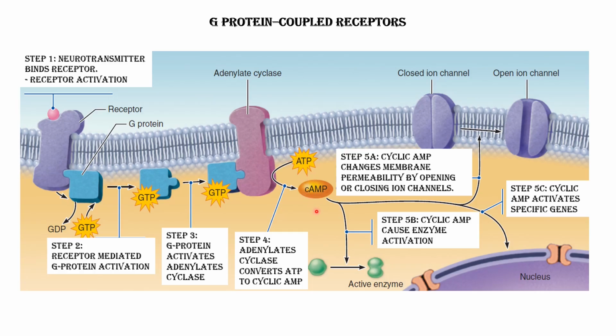This cyclic AMP is a second messenger, and this cyclic AMP can go back to the membrane, and it can change membrane permeability by opening and closing of ion channels. This same cyclic AMP can also cause activation of certain enzymes. The cyclic AMP can also go inside the nucleus and activate expression of certain genes.